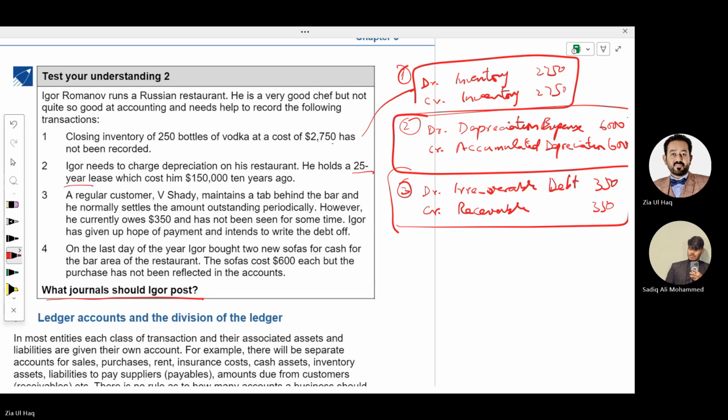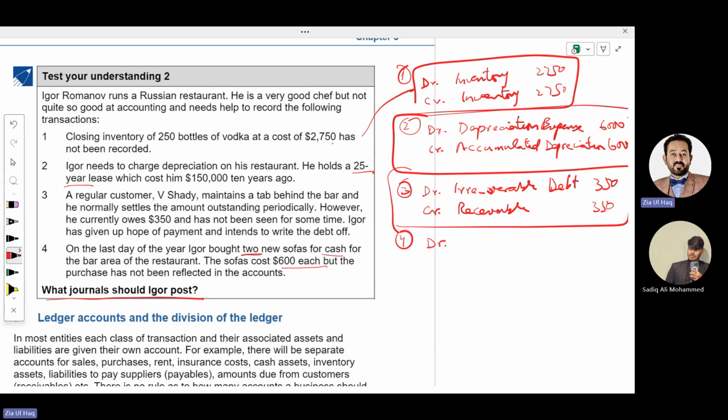Is that fine? Number 4. On the last day of the year, Igor bought 2 new sofas for cash. What did he buy? Sofa. What is sofa? Current assets, inventory or non-current asset? Furniture, non-current asset. The sofas cost 600 each. How many sofas has he bought? 2. So what is the amount of sofas? 1,200. But the purchase has not been reflected in the account, and he paid cash. So what is the accounting entry?